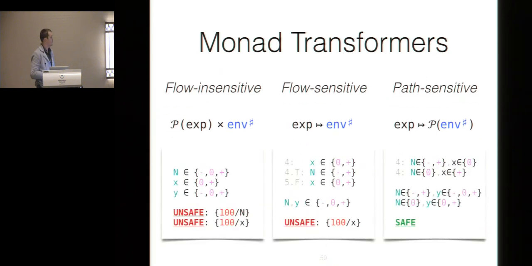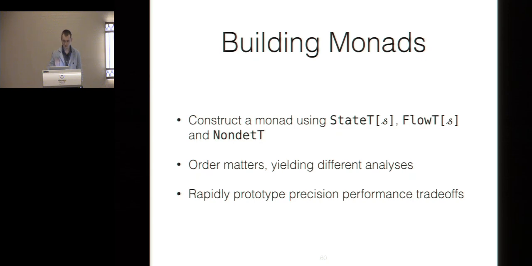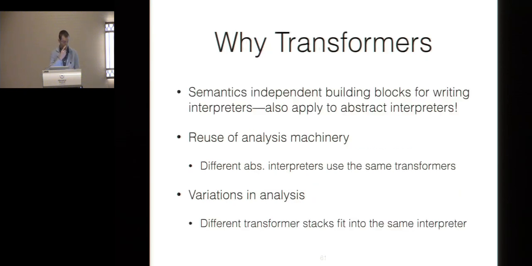So if you plug these into our interpreter, you get this nice spectrum of analyses of varying precision and inversely varying performance that you may be interested in. So to summarize, to build a monad, you construct it using these three monad transformers. The order matters in that they yield different analyses, but every order will give you the same effect interface that you can plug into your interpreter. And this allows you to rapidly prototype this precision and performance trade-off of path and flow sensitivity.